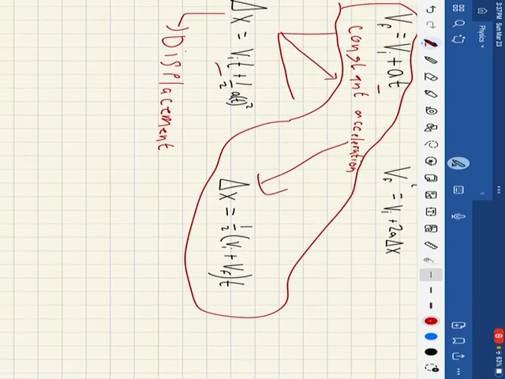This would just be like the distance covered by an aircraft during a landing. So it gives you the velocity initial. You just plug and chug, basically all there is to it.